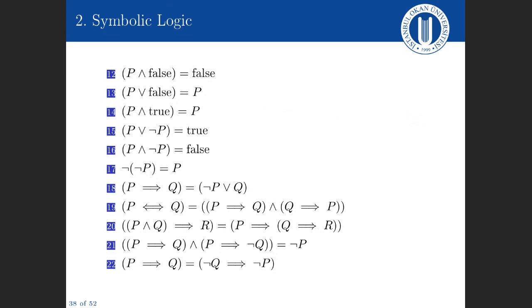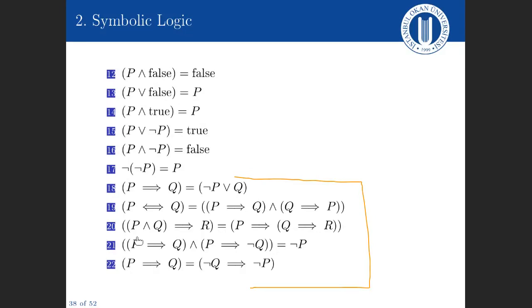The final 5 are where it starts to get a bit more interesting. P implies Q, I'm saying, is the same as not P or Q. I'll come back to that. P if and only if Q is the same as P implies Q and Q implies P. Okay, makes sense from the notation.